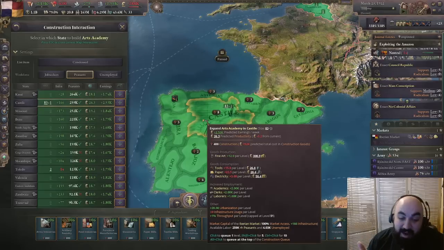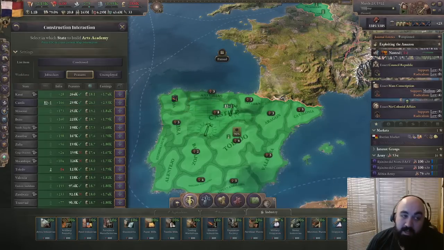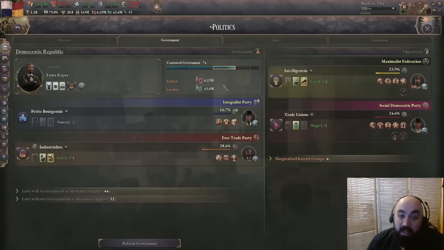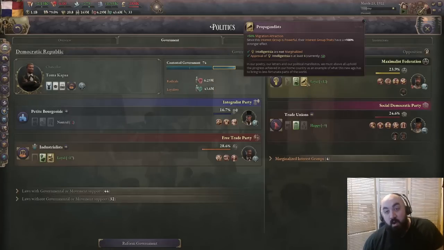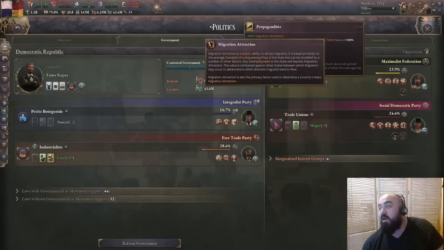The capital will tend to have higher population anyways, and in this way, you will get the academics, pulling up the SOL, or not the SOL, the clout of the Intelligentsia, trying to keep it above that 20% for what is becoming increasingly important in 1.6, I think, this migration attraction modifier.